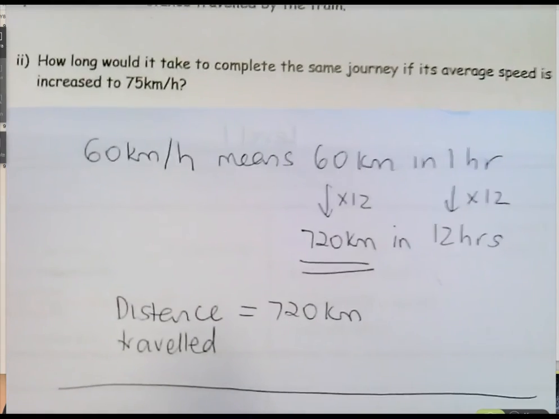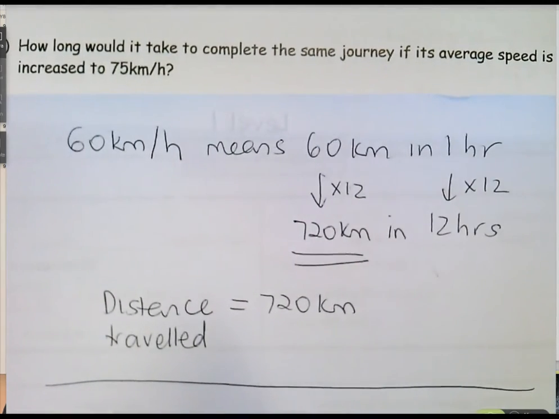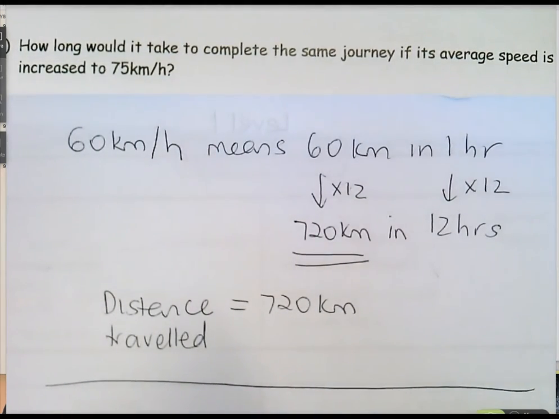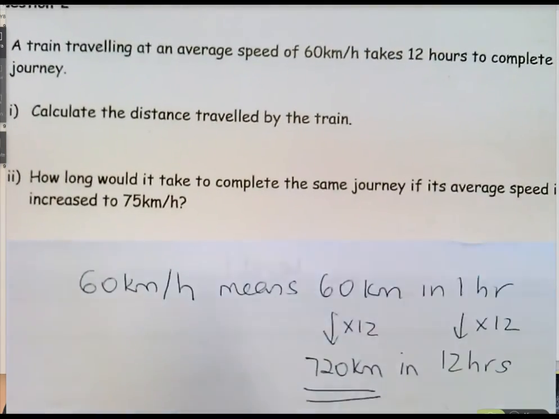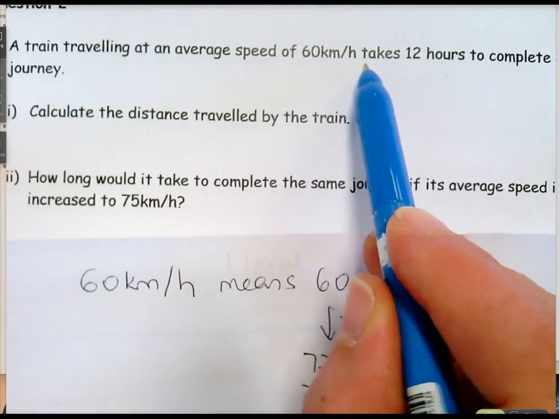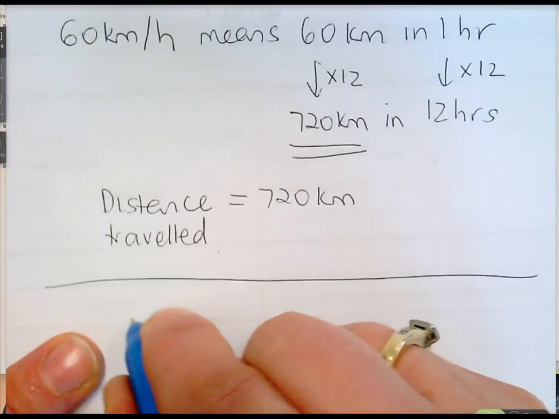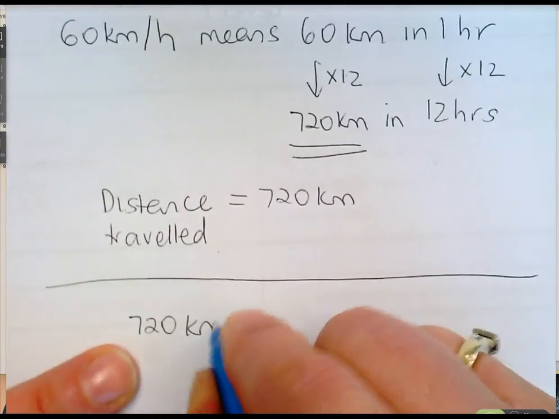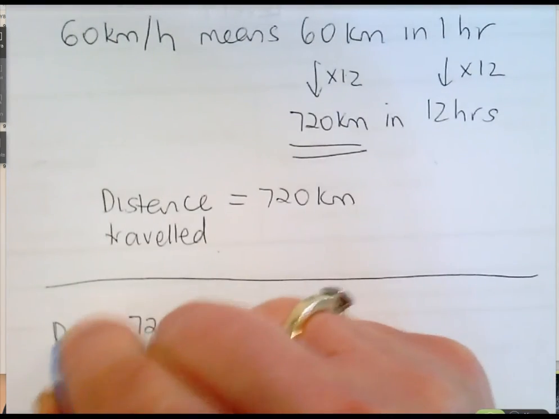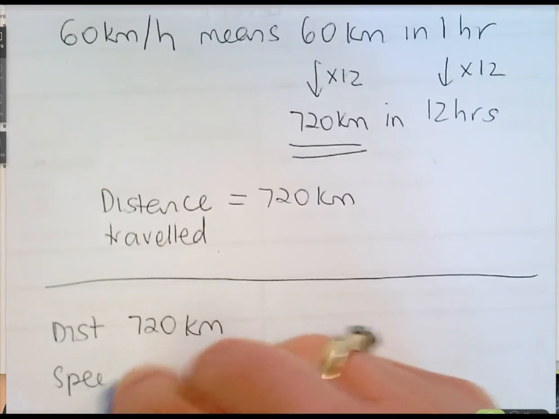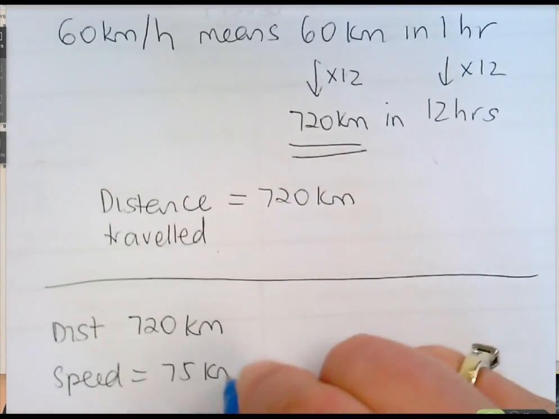But now it's going to go faster than what it was going. Well, it says, in the beginning of the question, it says the train's travelling at 60 kilometres an hour. And it takes 12 hours to travel that distance. The train needs to still travel 720 kilometres, that's its distance, but its new speed is 75 kilometres per hour.